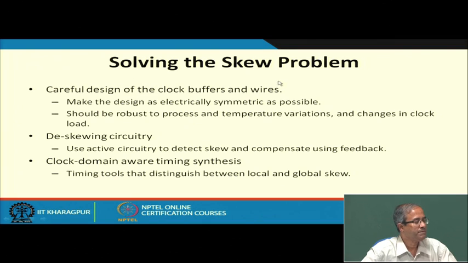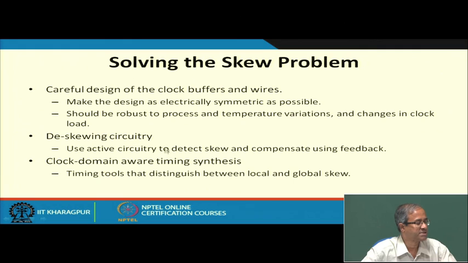Solving the skew problem, there are a few rules of thumb you can follow. Careful design of the clock buffers and wires, we shall look at some of these later. Make the design electrically symmetric, as I had said, and it should not be too much dependent on temperature and process variations. Okay, and also change in load, it should be that way. You can use some special circuitry which can detect skew and automatically do some compensation, some feedback circuitry based on phase lock loop or something like that.